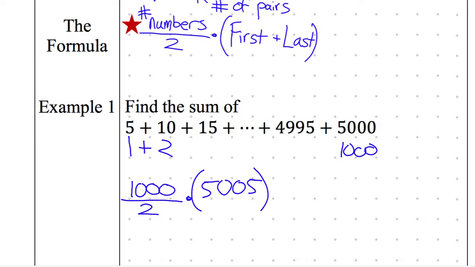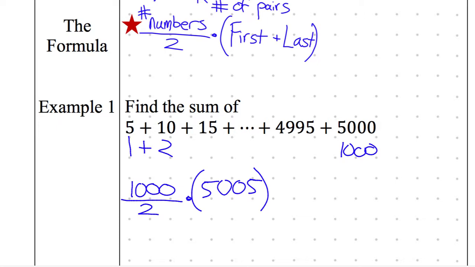Because this was just counting how many numbers there were. So because I'm counting by 5s, you really have to, I guess the hard part about this is how many numbers are there? And there needs to be a way to do this for harder problems. Because what if I did 6 plus 11 plus 16 plus 4,996 plus 5,001? How would you tell how many numbers there are on that list?